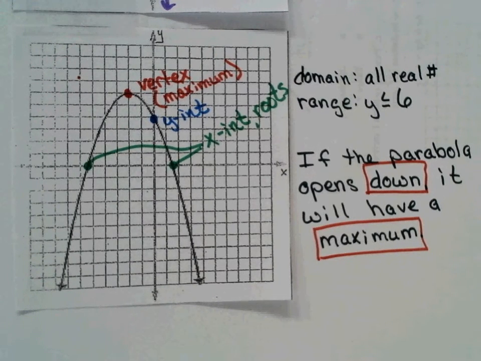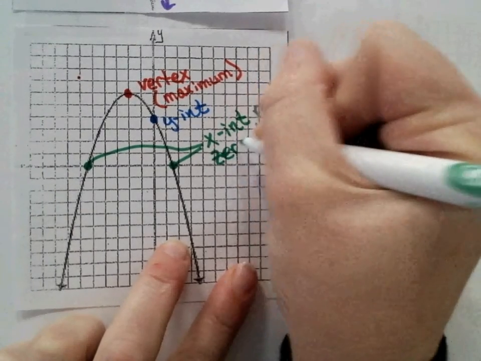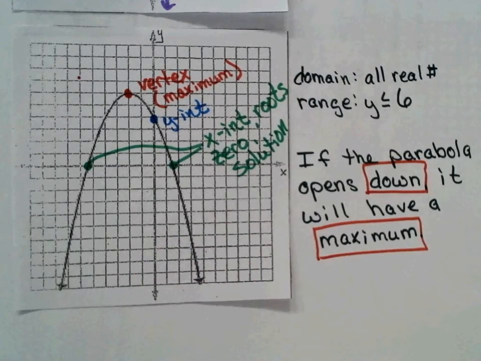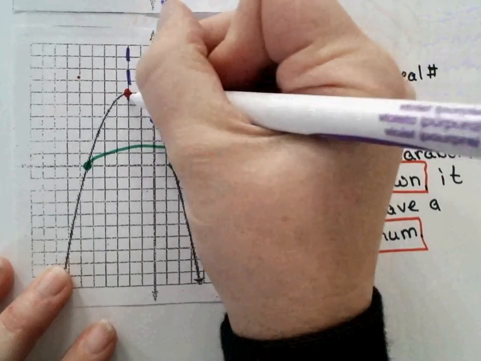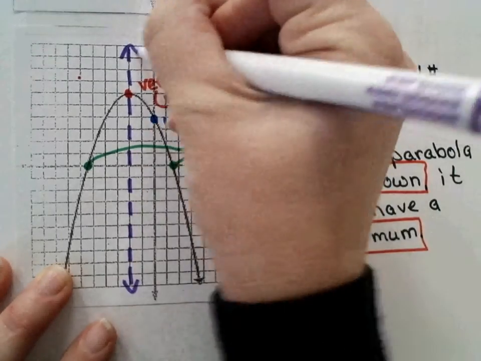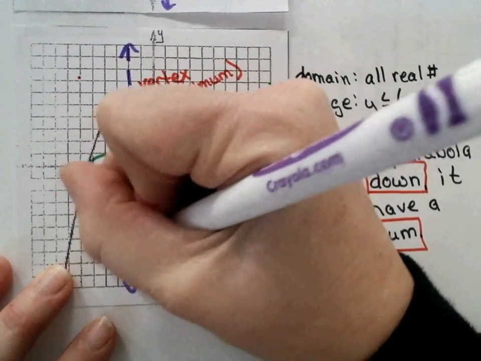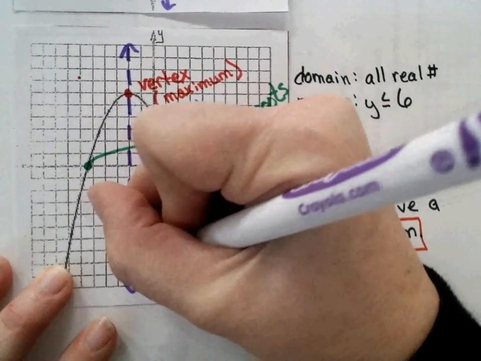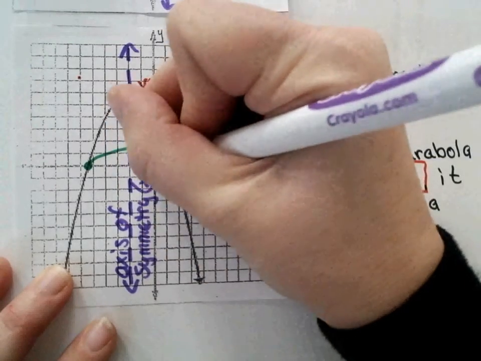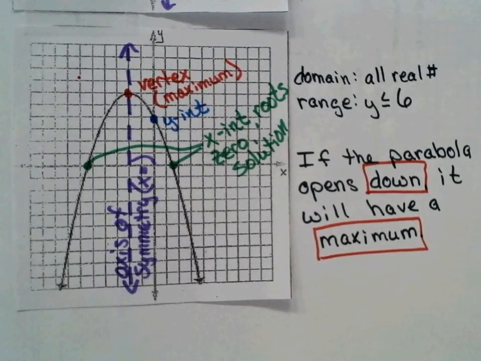Okay, so those are x-intercepts, roots, solutions, and zeros. You can finish that out. Zeros. Okay, next thing that we labeled was our axis of symmetry. So through your vertex, it will always be a vertical line. And so this will be the axis of symmetry, which will be x equals.